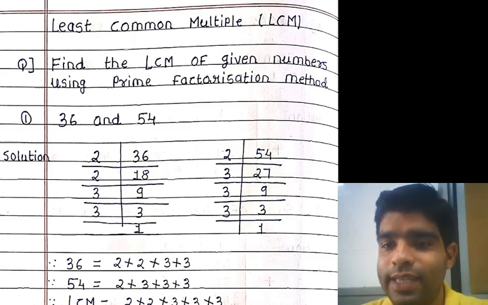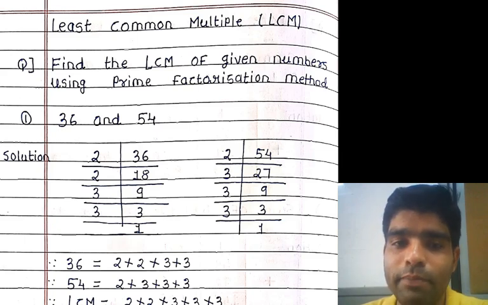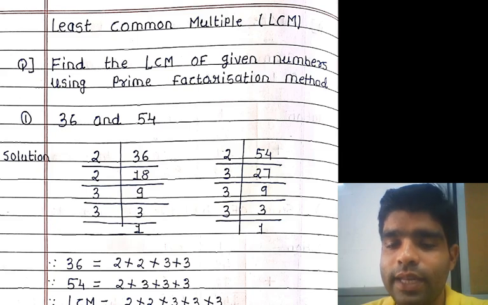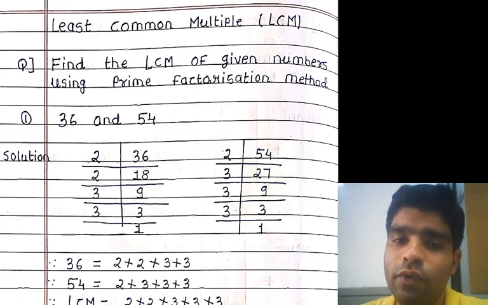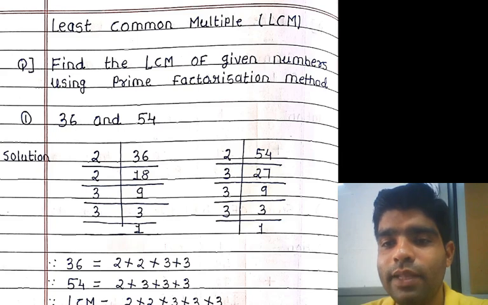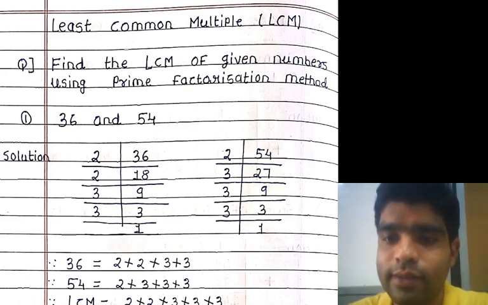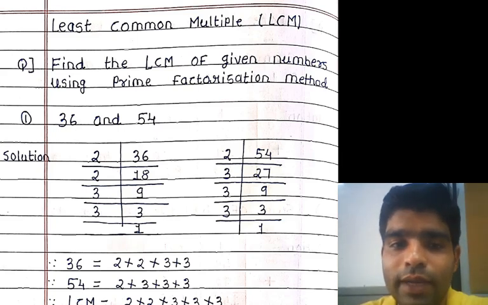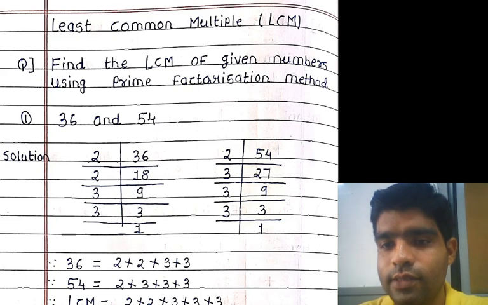It means that your multiplication is what? 36 is equal to 2 multiplied by 2 multiplied by 3 multiplied by 3. 2 times 2 is 4, 4 multiplied by 3 is 12, 12 multiplied by 3 is 36. So this multiplication, 2 multiplied by 2 multiplied by 3 multiplied by 3, is for 36.